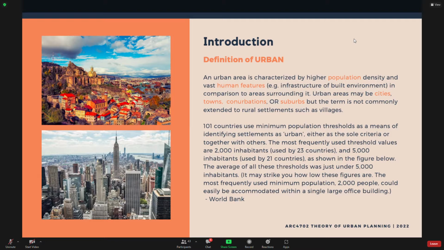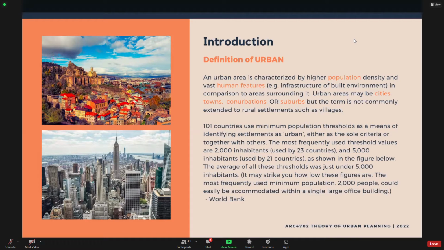Some countries characterize an urban area by population density alone, meaning they don't have other criteria. But in some other countries, we use human features, for example, infrastructure of built environment, hospitals. So the vast human features are also one of the criteria on top of the population density. But some countries are only using the population density. When the population density reaches a certain number, then it is considered as an urban area.